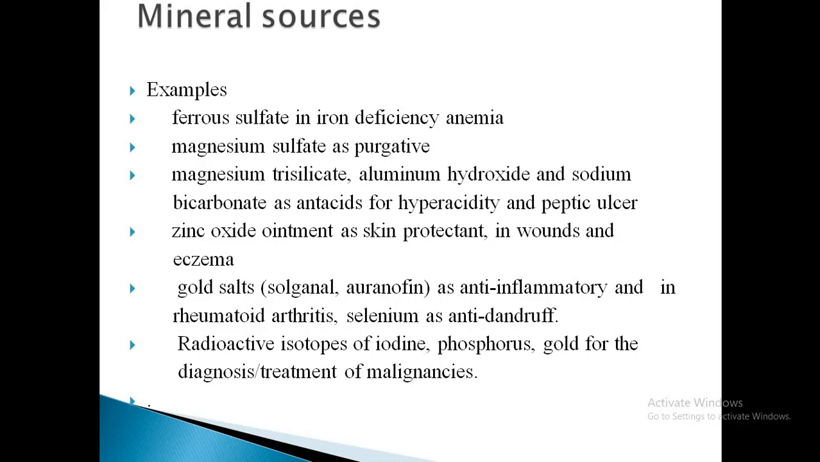For example, ferrous sulfate is used in treating iron deficiency anemia, and magnesium sulfate is used as a purgative. Magnesium trisilicate, aluminum hydroxide and sodium bicarbonate are used as antacids to treat peptic ulcer. Zinc oxide ointment is a skin protectant in wounds and eczema. Gold salts act as anti-inflammatory agents in rheumatoid arthritis, and selenium is used as an anti-dandruff agent. And radioactive isotopes of iodine, phosphorus, gold are used for diagnosing and treating various malignancies.